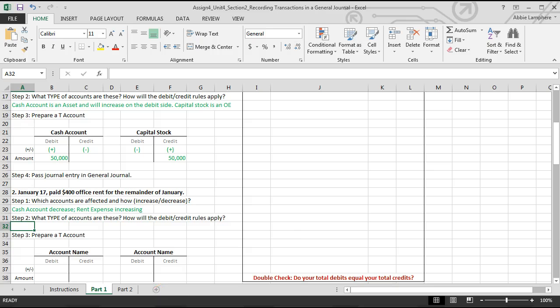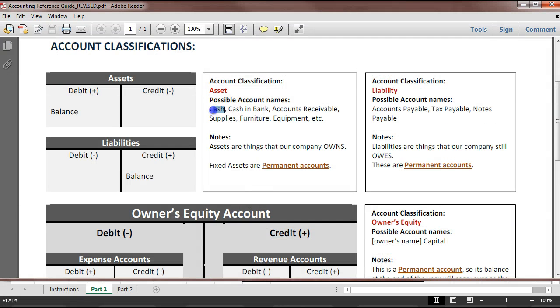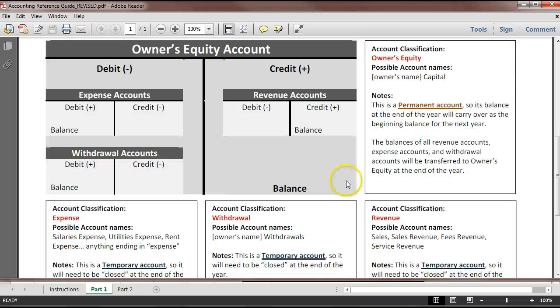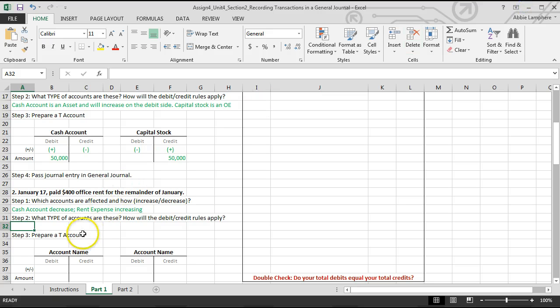What type of accounts are these? Let's go to our reference guide. Again, I have this cash account up here as an asset, so I know that my cash is an asset account. Rent expense, that leads me to believe that I'm dealing with an expense account here. So under possible names, I see rent expense, and really anything ending in expense we know is going to be an expense account. And an expense account is set up to increase on the debit side, decrease on the credit side. So go back to my assignment here.